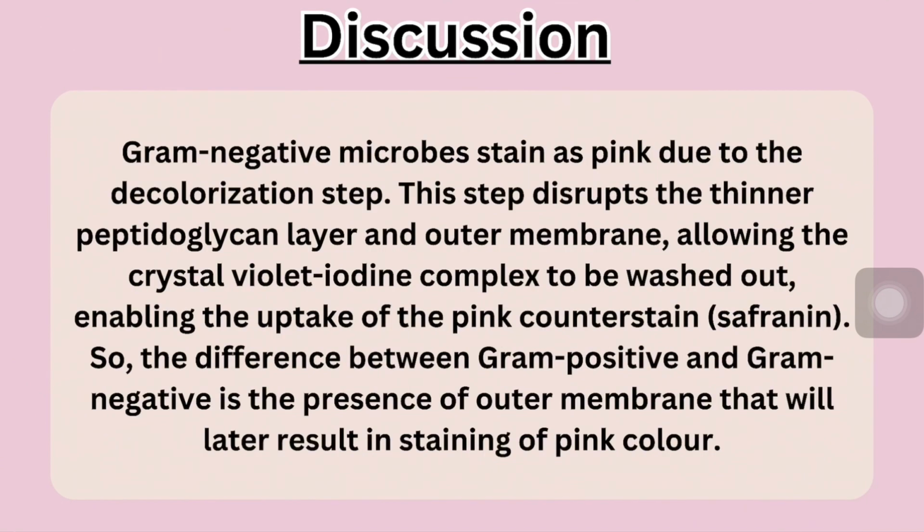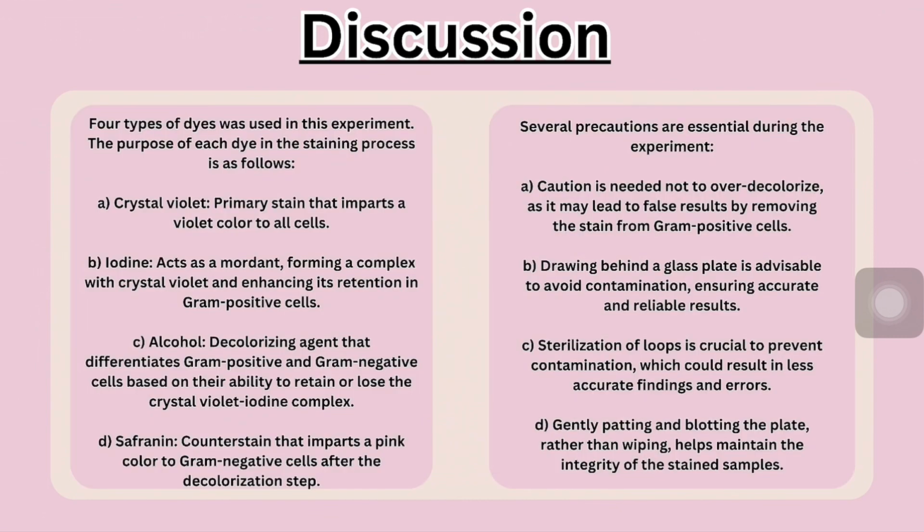So, the gram-negative microbes stain pink due to the decolorization step. This step disrupts the thinner peptidoglycan layer and outer membrane, allowing the crystal violet iodine complex to be washed out, enabling the uptake of the pink counterstain safranin. So the difference between gram-positive and gram-negative is the presence of an outer membrane that will later result in staining of pink color.